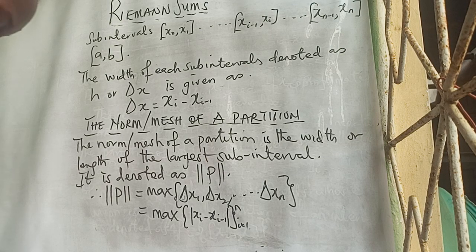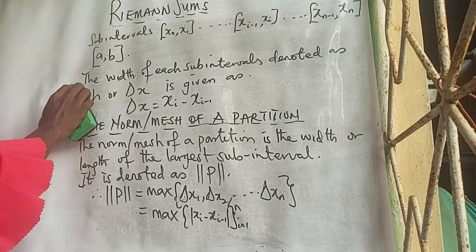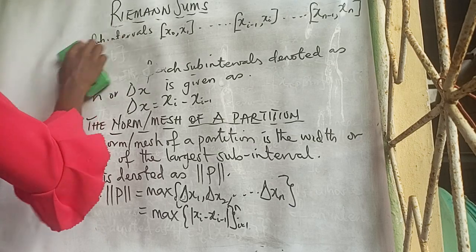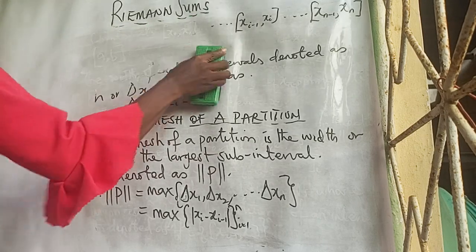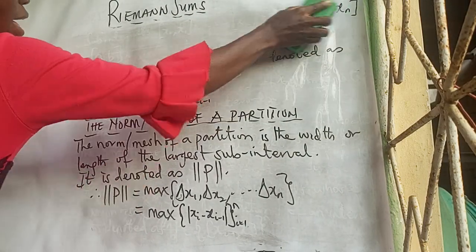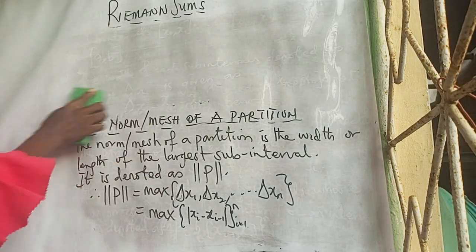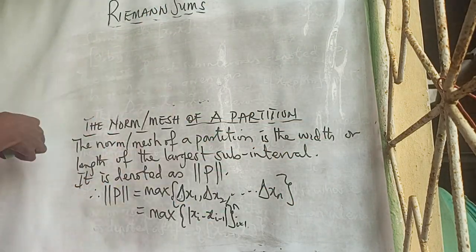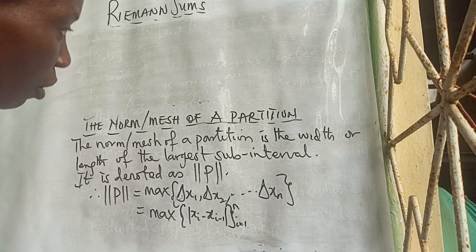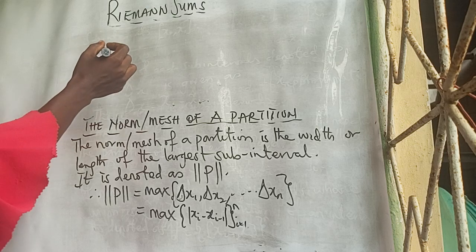Now, if in each subinterval we select a point, as we normally do if we want to estimate the area under the curve, you might select the left hand point or the right hand point or the midpoint of the subintervals. Those points selected are called the tag or the sample point of the interval.